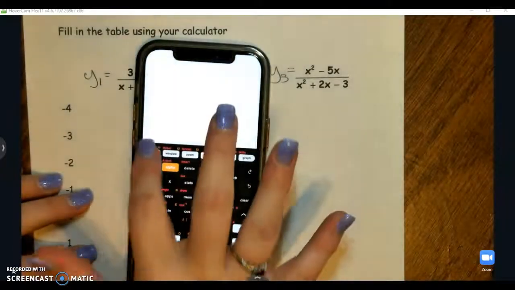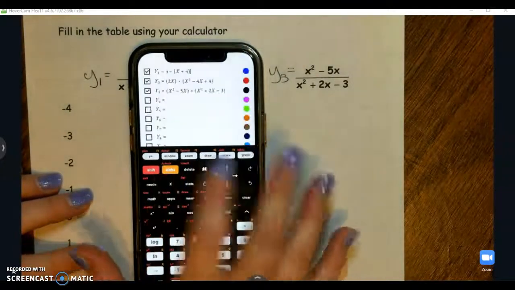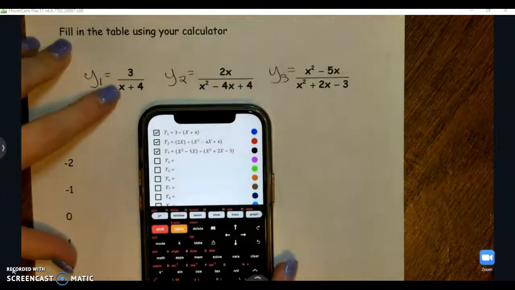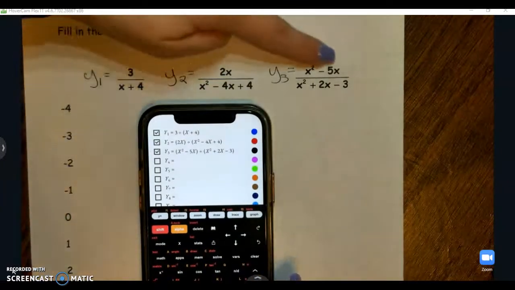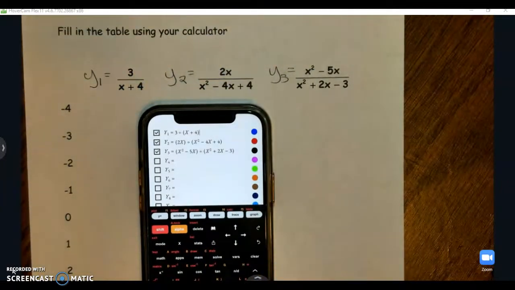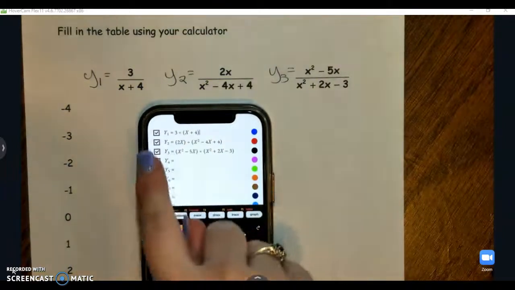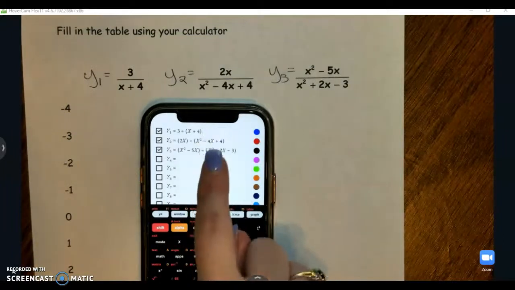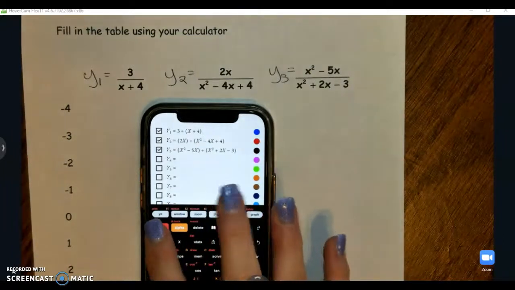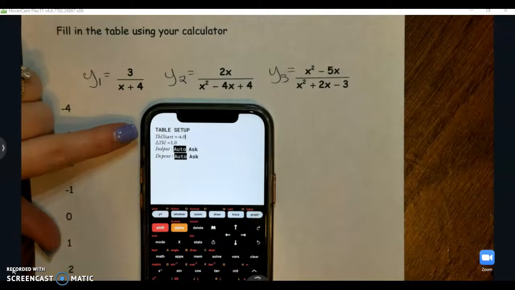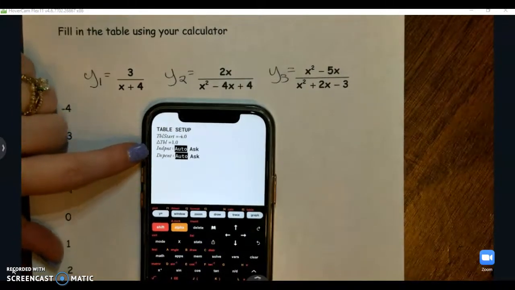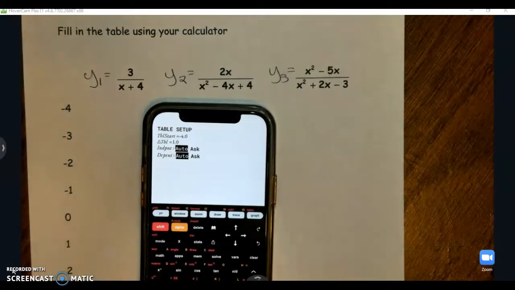Now again, I'm using a different app, so it's going to look a little bit different. But here I have my y1, y2, and y3. What's really important here is that you're protecting everything with parentheses. If you have something being added or subtracted, that entire part needs to be surrounded by parentheses so the calculator knows exactly what you're meaning. So you're typing in y1, y2, y3. Then in your table set, you want it to start at -4, increase by intervals of 1, and then all of these settings should match.